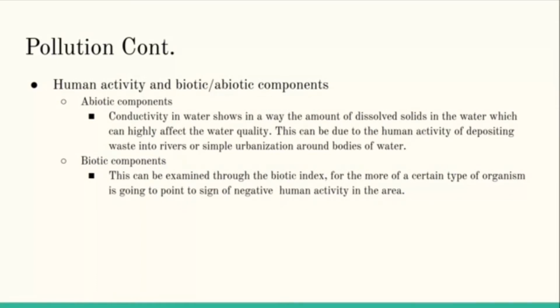Another way which we can look at it is through biotic components. Like I said earlier, this can be seen in the biotic index. If there's a high biotic index, then a lot of different organisms can survive in this area, which is typically going to mean that the water quality is good and that the human activity, if it is occurring around that area, is not affecting the area or the environment of these organisms negatively.